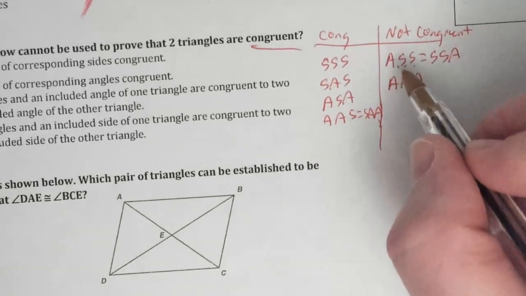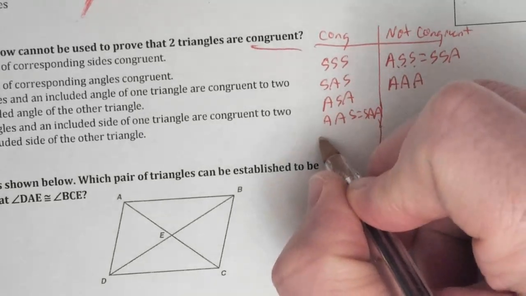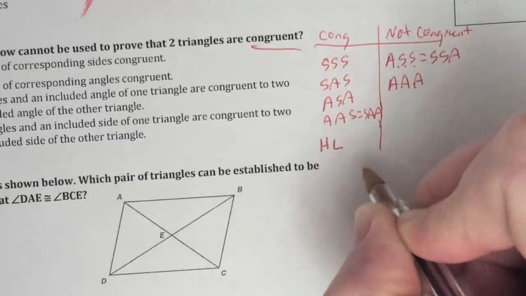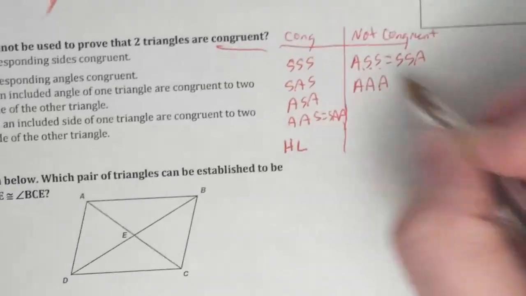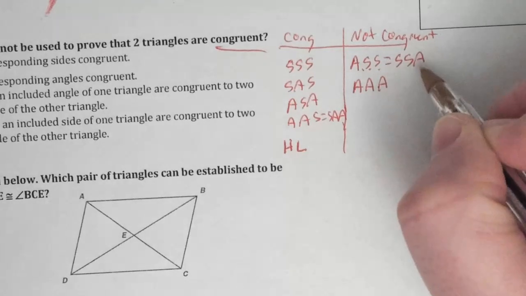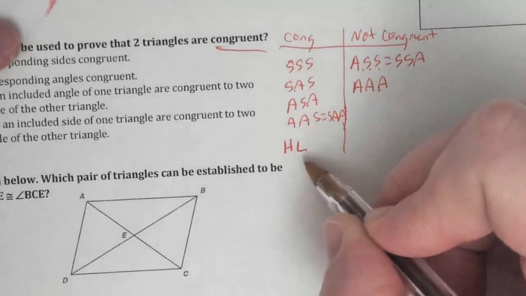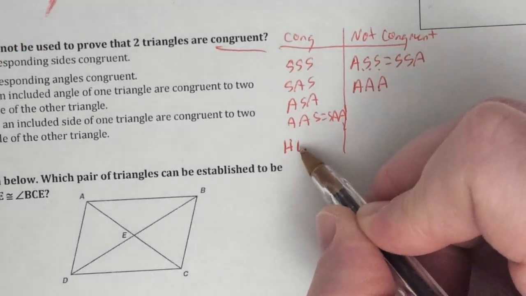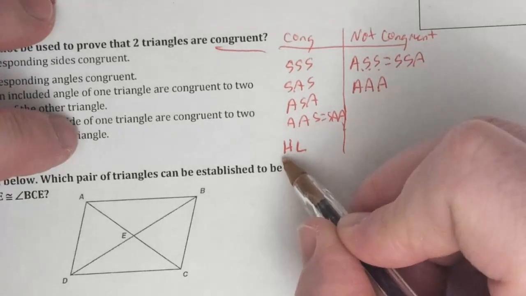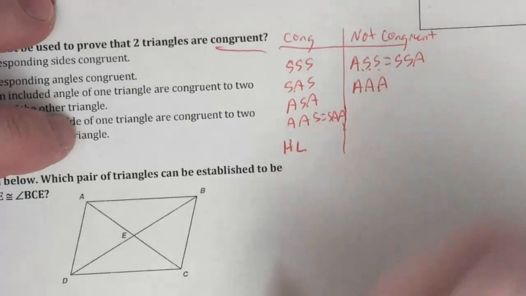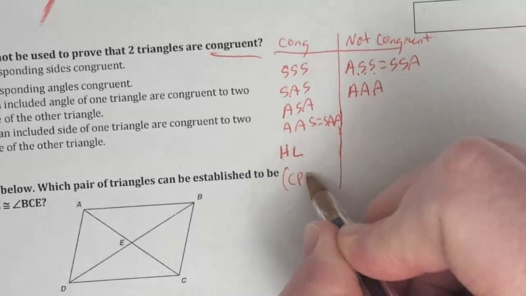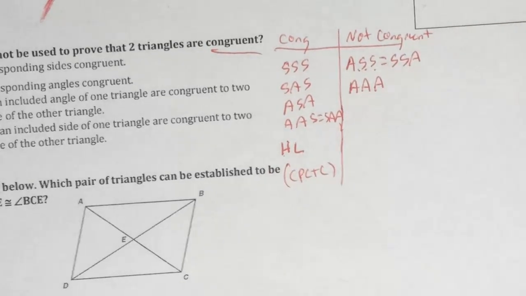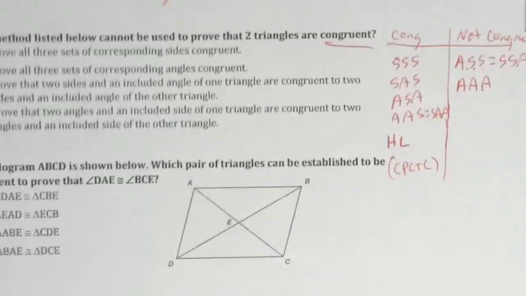And then the only time you can have ASS is if you have a leg. That's hypotenuse leg. So if you go around a triangle and you get ASS or SSA backwards, it's only okay if it's a right triangle, and that would be really hypotenuse leg. All right, and then if you have to go a step further, it'd be CPCTC, right? All right, so for this, let's see.